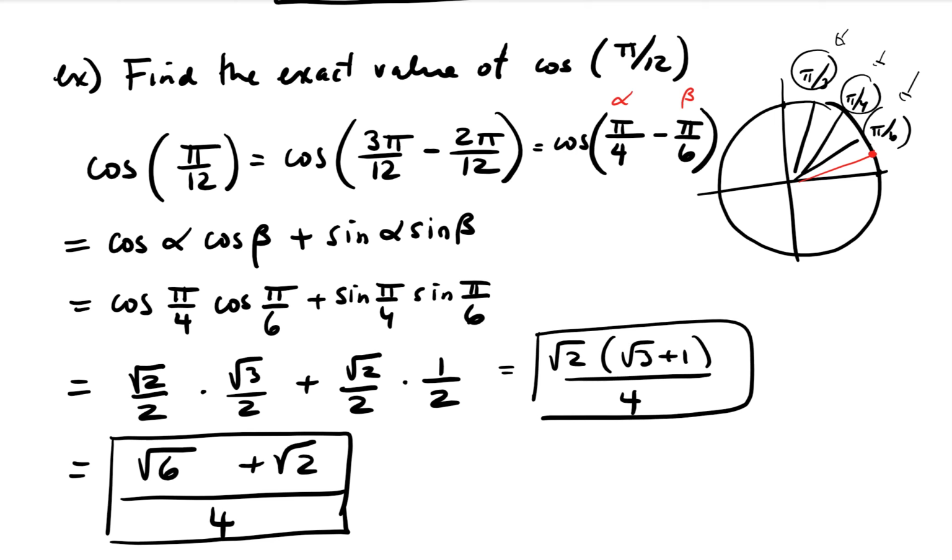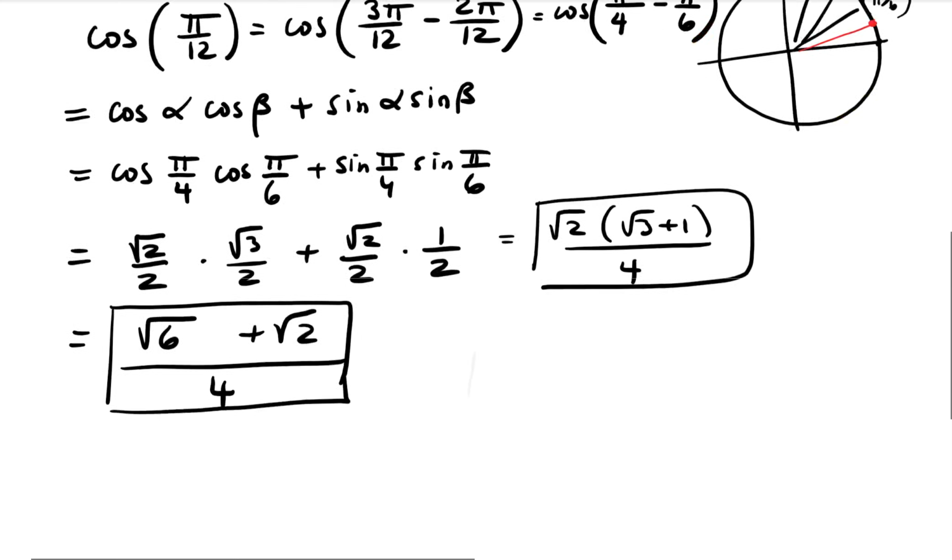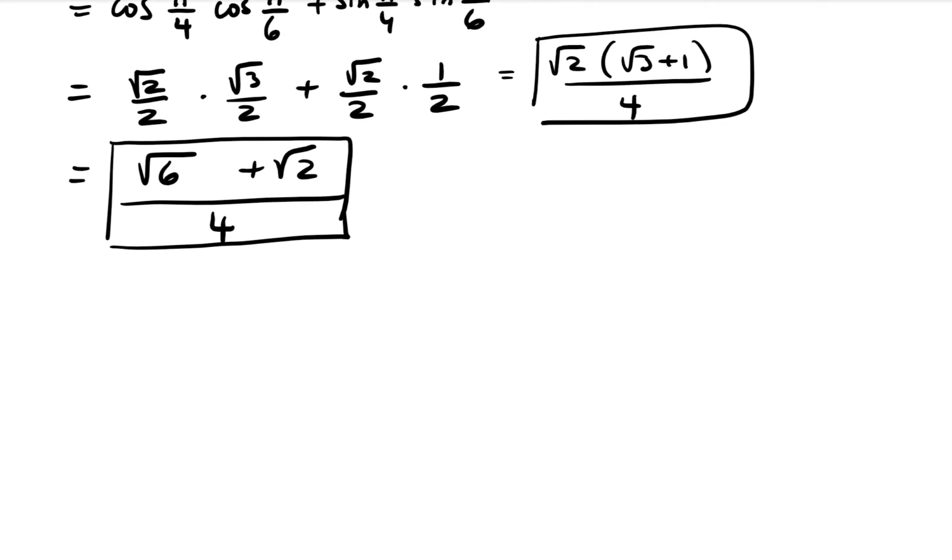And now since I've got the exact value of pi over 12, I could combine pi over 12 with the other angles to get some other values of sine and cosine for maybe some other angle. So I don't know, pi over 12 plus pi over 6. That's going to be some other angle, and I could technically come up with the cosine there. There's a formula for sine.